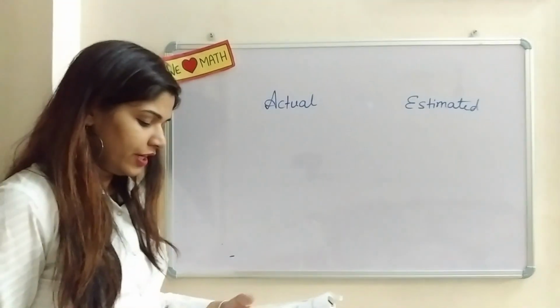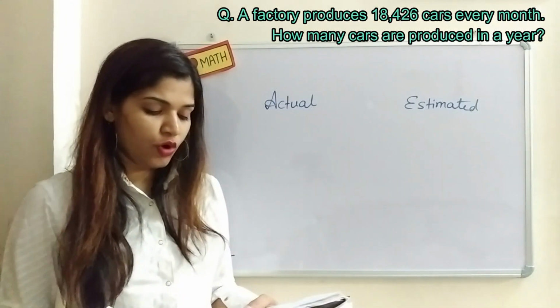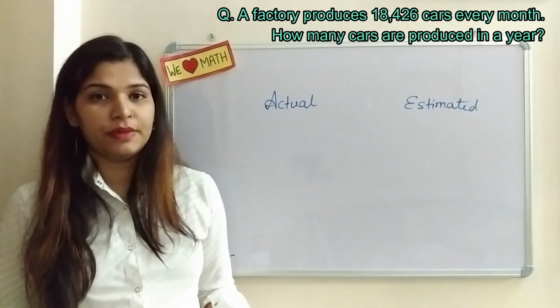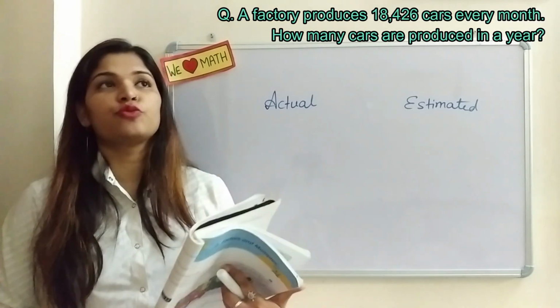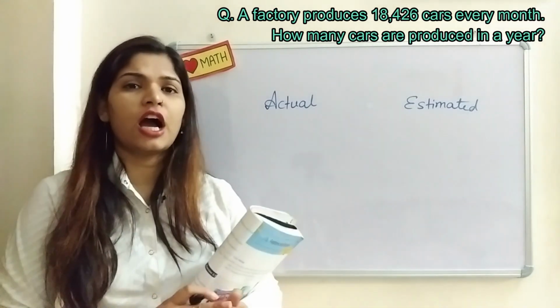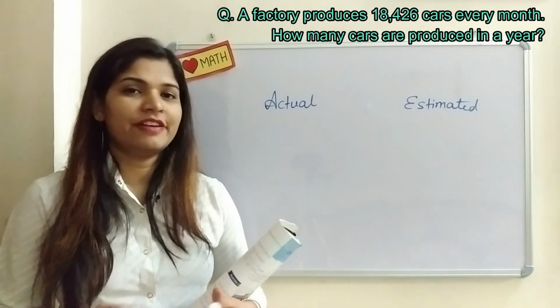So question number 4 is, a factory produces 18,426 cars every month. How many cars are produced in a year? So first of all, we should know, children, how many days are in a year. Yes, there are 365 days in a year.